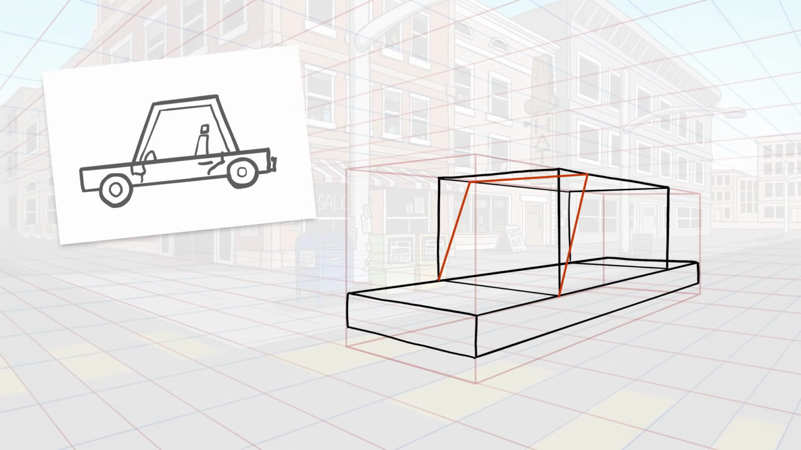I'm gonna do that on the other side as well. Then I can remove the original lines, and now I have a nice angle that's in perspective. I'm going to repeat this process by drawing a line along the back of the cube and drawing two more angled lines to figure out the back angle of the car window as well.